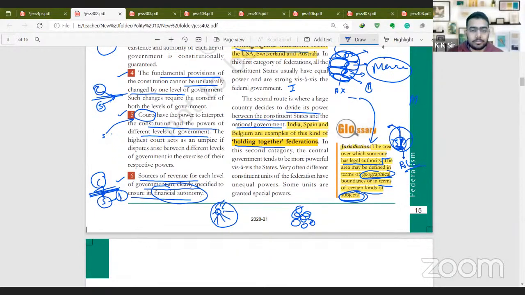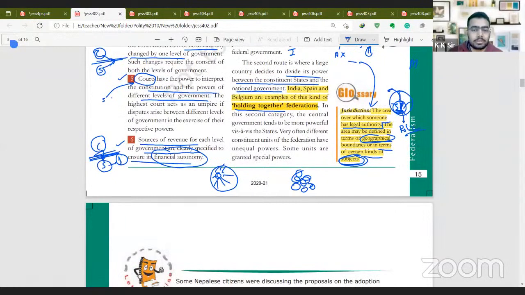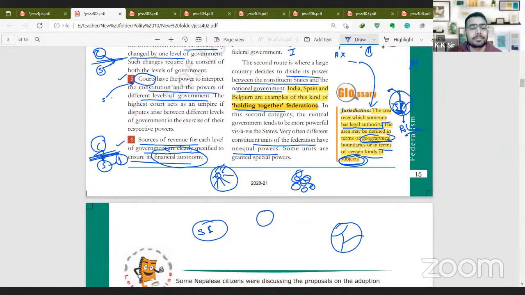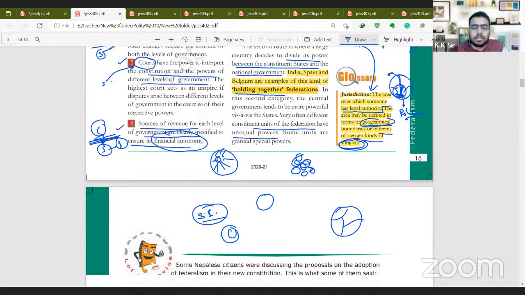So center is trying to hold all these different countries together. This is our model. So in such systems, you will see that constituent units of the federation have unequal powers. So we see that Jammu and Kashmir once upon a time has different power. Even today, northeastern states have many different provisions for them. We see the existence of special category states, which has different powers. We have union territories. So different states has different kind of unequal powers. This is holding together federalism.